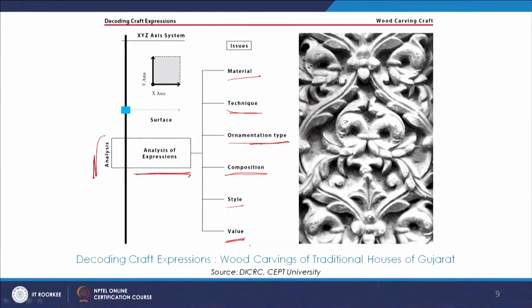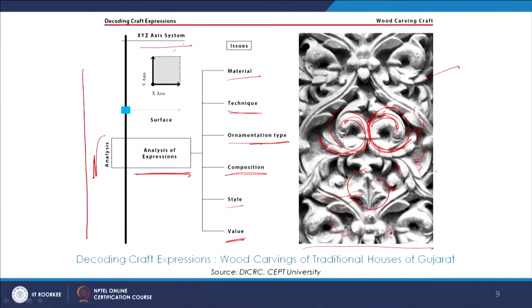So here we see wood carvings in a traditional house of Gujarat, and this one picture itself could give us a lot of information and understanding about the material that is used, what kind of technique of wood carving goes in here, what is the overall composition, what is the pattern, what kind of motifs. Here it is like this, and then we see a sort of reflection and a mirror image here, and what is the overall value.